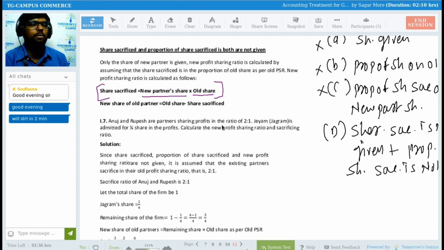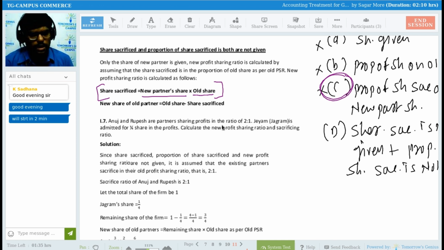And for proportion, because proportion is not given, I'm assuming that whatever profit sharing ratio is received by the new partner, he is getting that from the old partners as per their old profit sharing ratio. So I can say it is as good as C1 only. In C1, we considered the new partner profit sharing ratio multiplied by the proportion. Here proportion is not given in the question, but we have to assume that the old partners' old profit sharing ratio is as good as the proportion of share sacrifice.